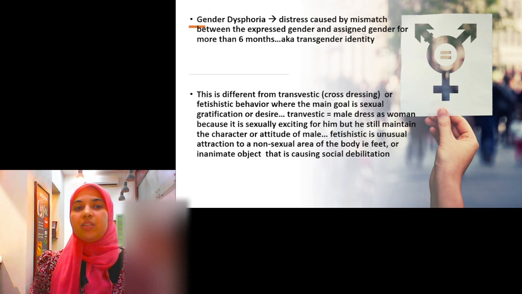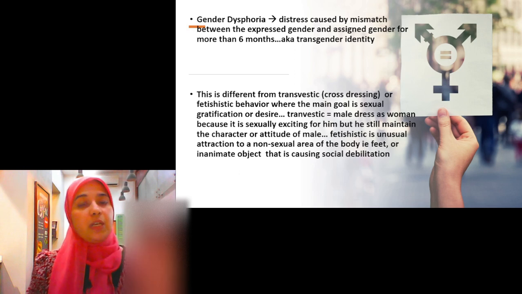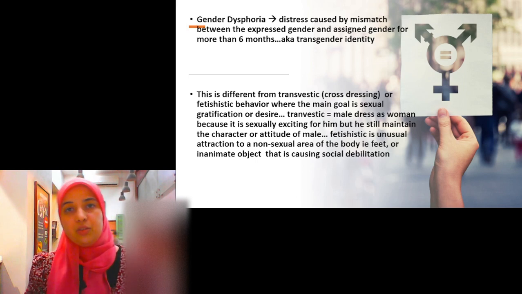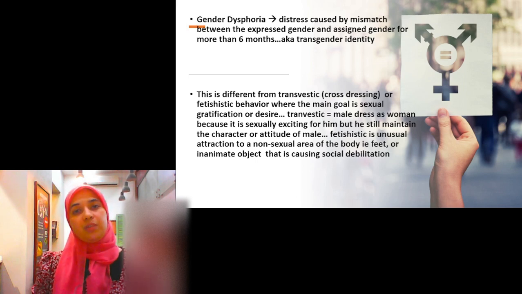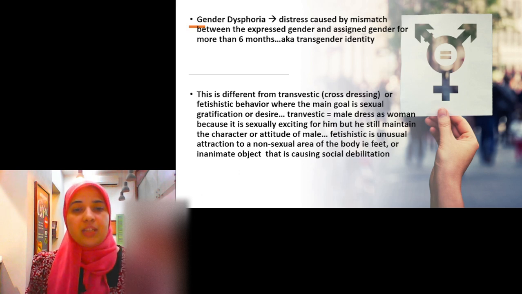So again, transvestic disorder, fetishistic disorder, the main goal is sexual gratification or desire. Like we've said, a transvestic is a male who dresses as a woman because it is sexually exciting for him, but he still maintains the character or the attitude of a male. Fetishistic disorder, by definition, is an unusual attraction to certain non-sexual parts of the body or things. It can be things like feet or an inanimate object that is causing a social debilitation. This person cannot go outside, they cannot function in society because of this fetishistic disorder.